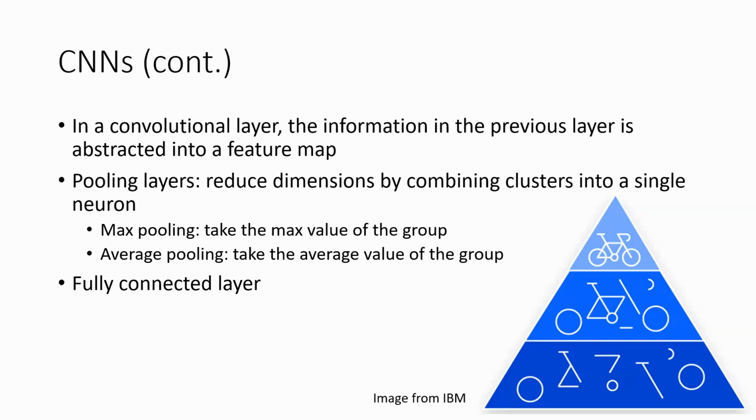Now, our pooling layer essentially takes the information that we had here and collates it down into a lower dimension. And then finally, we have the fully connected layer. This is akin to what we've talked about before. It's just neurons connected to each other to be able to pass information.